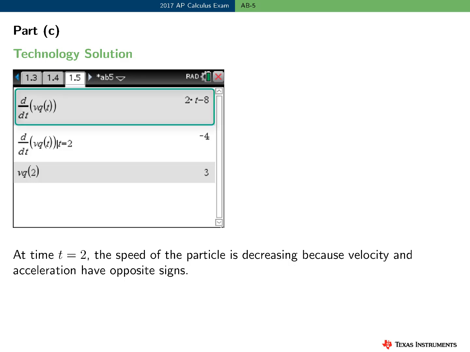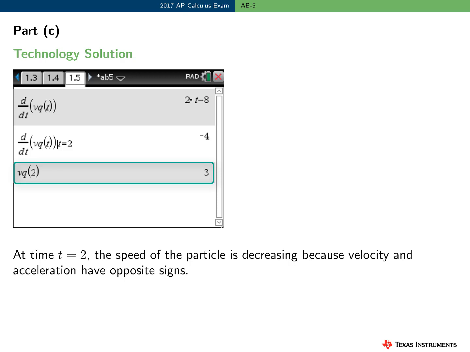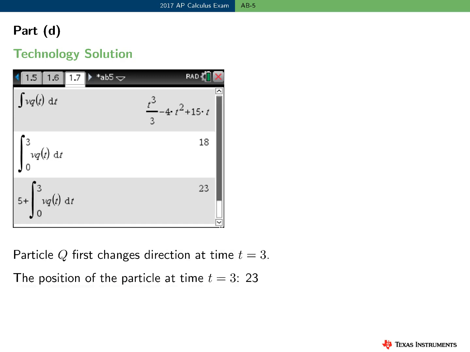Although not necessary if I'm solving this problem using technology, I can find the symbolic expression for the acceleration of particle q. However, I could just evaluate the acceleration, the derivative of the velocity, of particle q at time t equal 2. And then I can evaluate the velocity of particle q at time t equal 2. And since the signs of these two values are different, the speed of the particle is decreasing at time t equal 2.